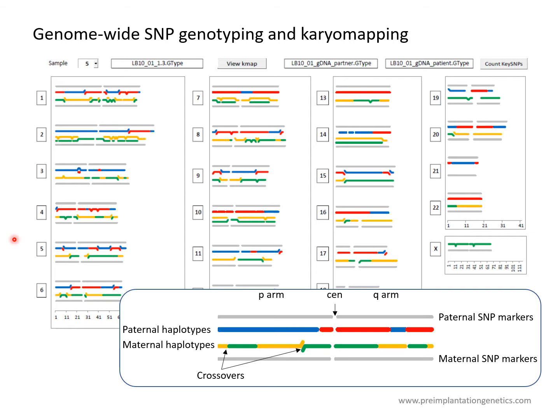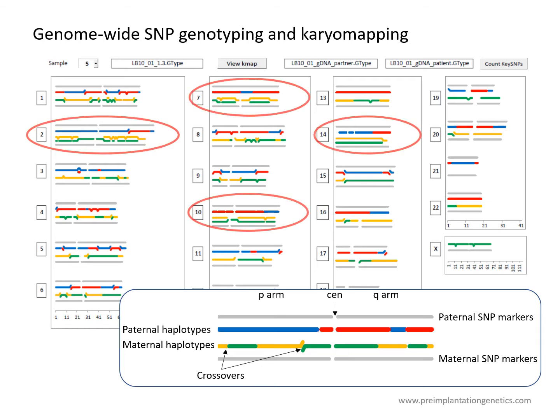In this example, if you look carefully, there are no less than 4 meiotic trisomies and 1 monosomy.